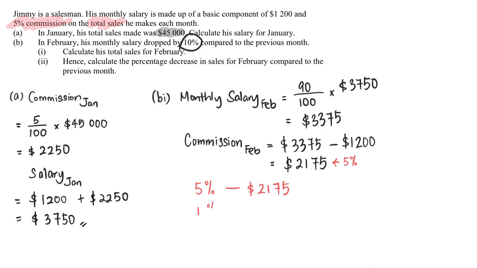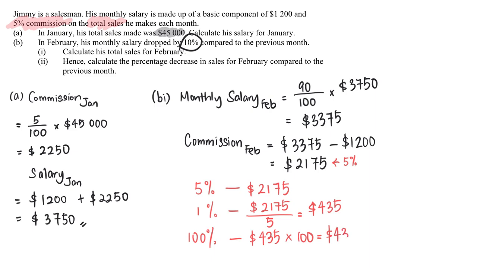So I will get 1% first, alright? It will be 2,175 divided by 5. This will give me a value of $435, and therefore 100% would be this, and this will be my total sales for February. B part 1 is done.